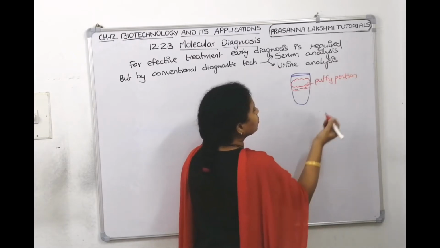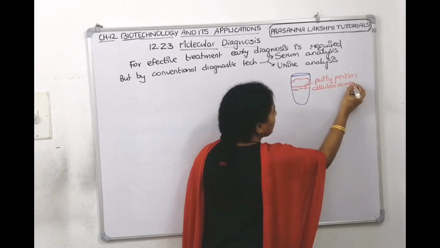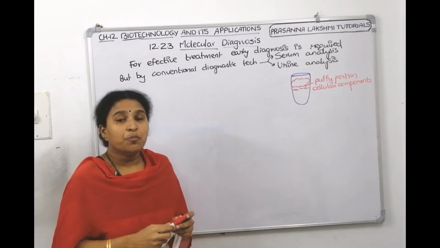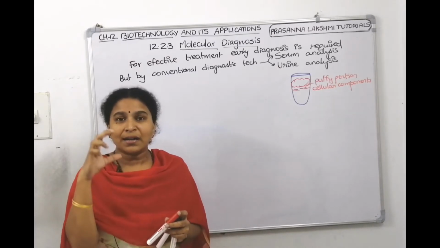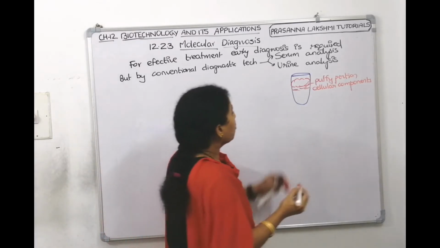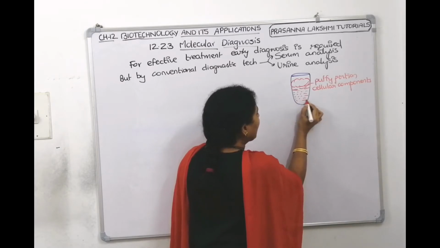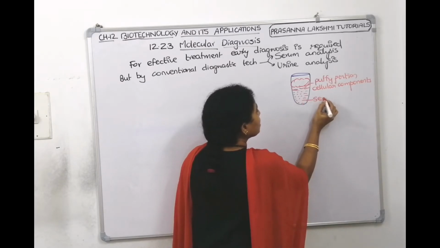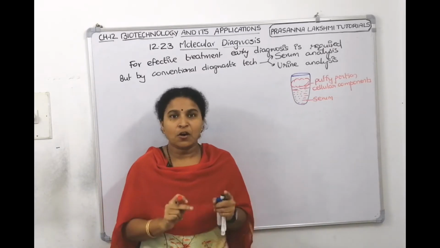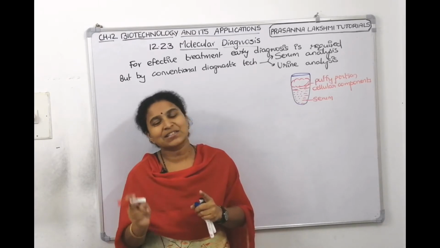What is there in the puffy portion? All the cellular components will be there in the puffy portion, whereas the bottom portion contains a straw colored, light yellow, pale yellow liquid which is left out after clotting and is called serum. So, the liquid portion of the blood after clotting is called serum. The liquid portion of the blood before clotting is called plasma.